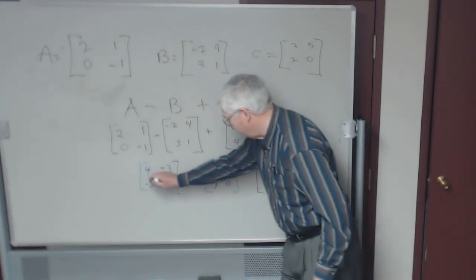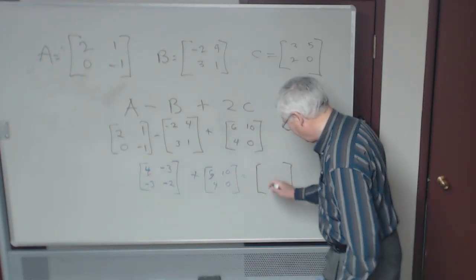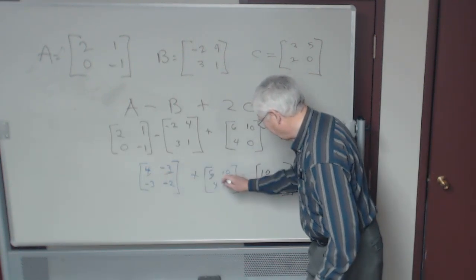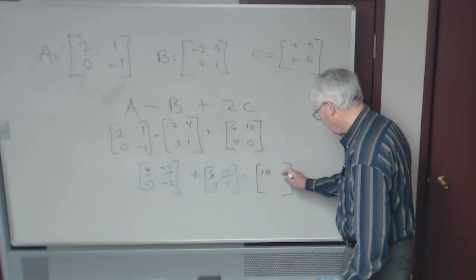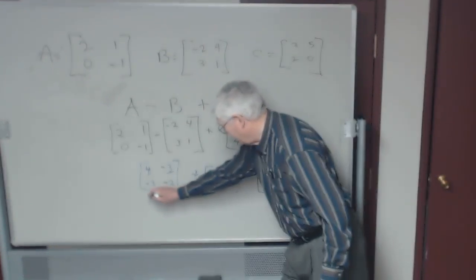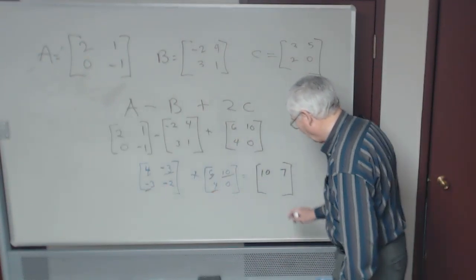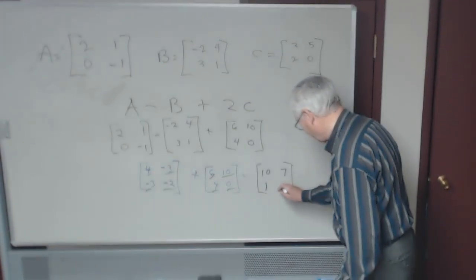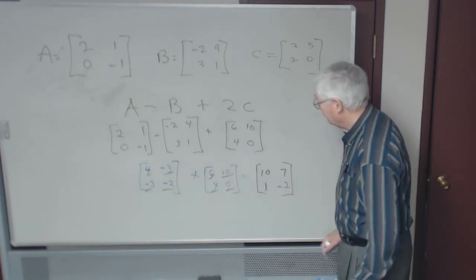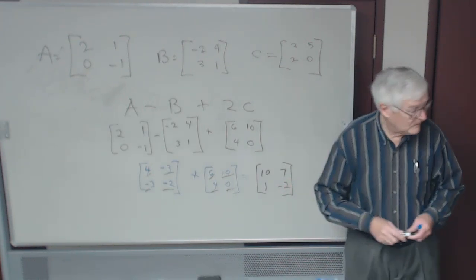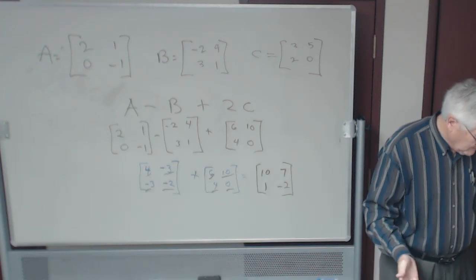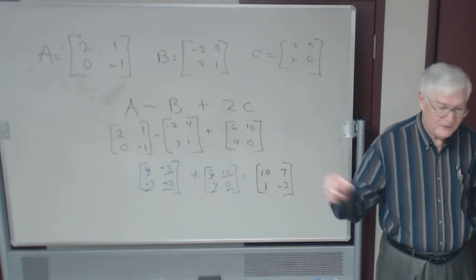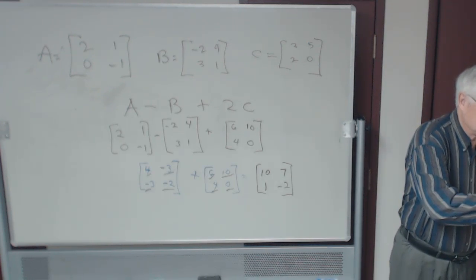What's 4 plus 6? 10. What's negative 3 plus 10? 7. What's negative 3 plus 4? 1. And what's negative 2 plus 0? Negative 2. There you go. And that's the answer. Okay. So once you understand the process, it's just walking through it and doing the math and keeping everything straight.